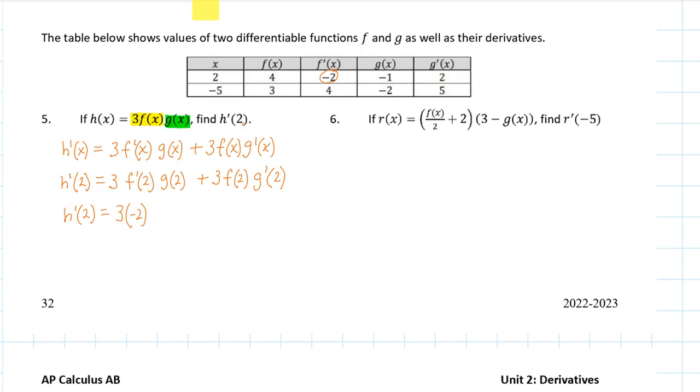G of 2, there's g. G of 2 is negative 1. Plus 3 times f of 2 is 4. And g prime of 2 is 2. And if you add all that stuff up, do a little bit of multiplication, all that, you should get 30. I would encourage you maybe to try and turn off the video, do the other one on your own.